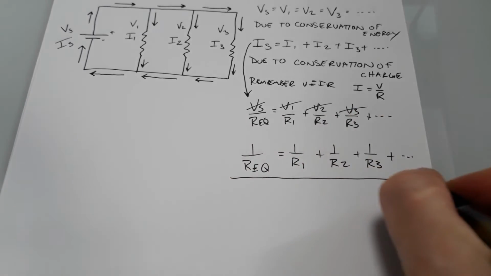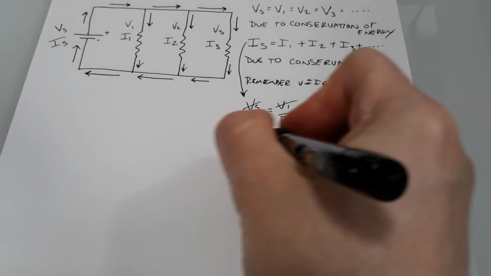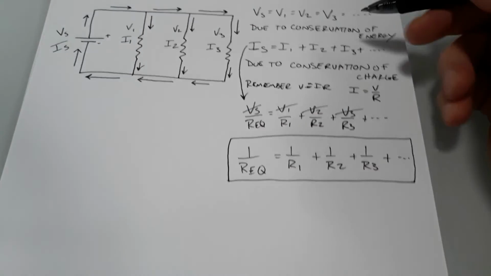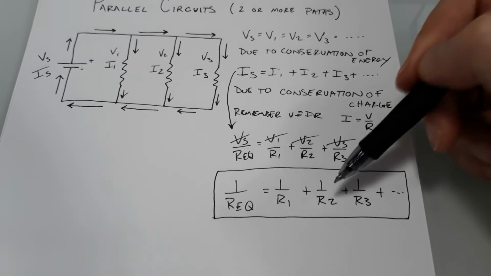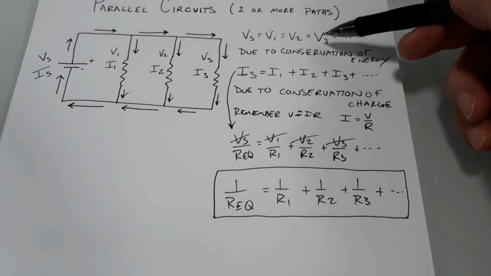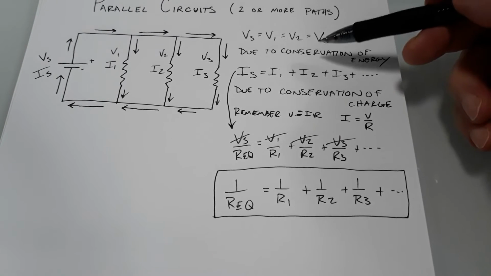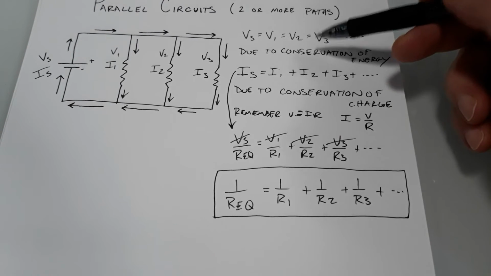So let me put a box around this. This is given in the data booklet, but these two guys are not. These two rules are not given, but that rule is given in the data booklet. So that's where you can see that you do need to understand the logic behind this, and then it's easy to remember how the rules work.